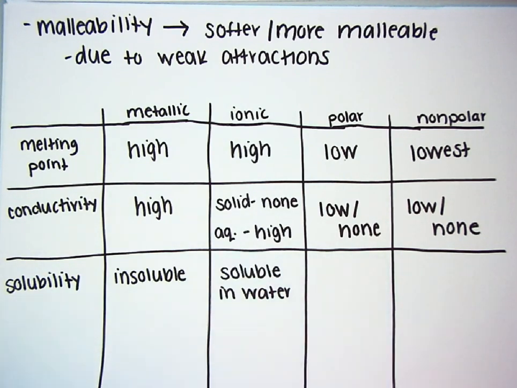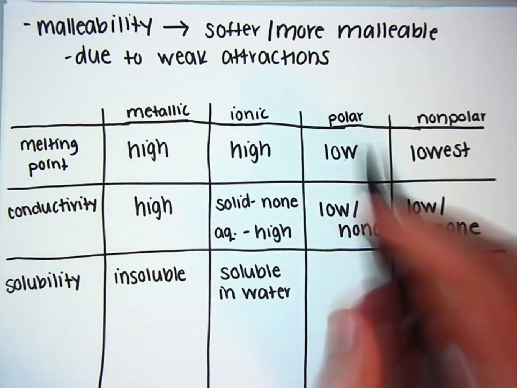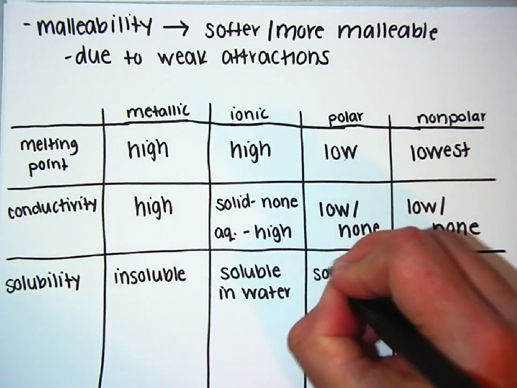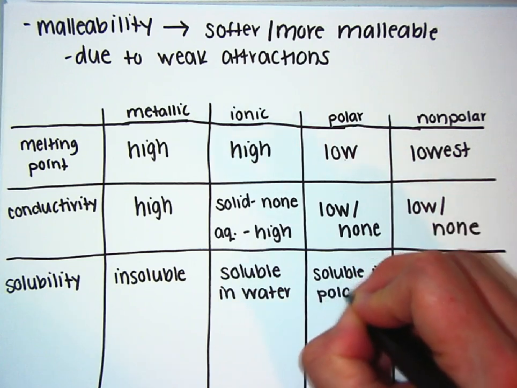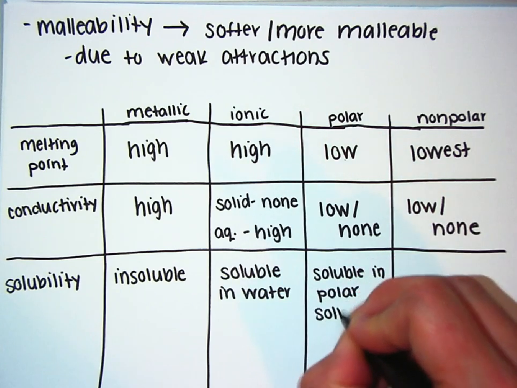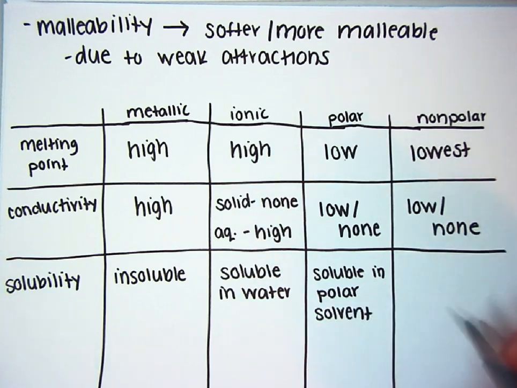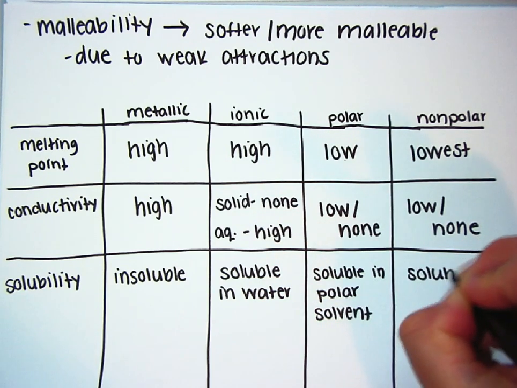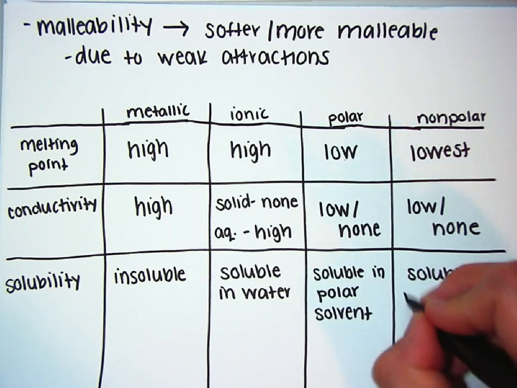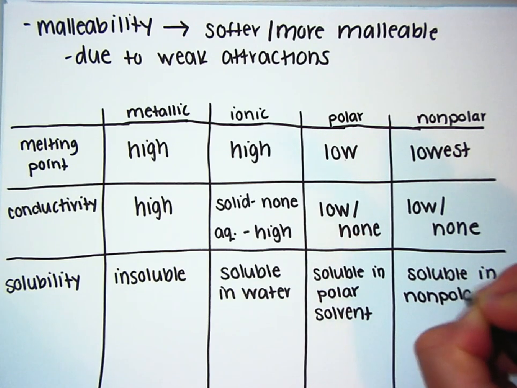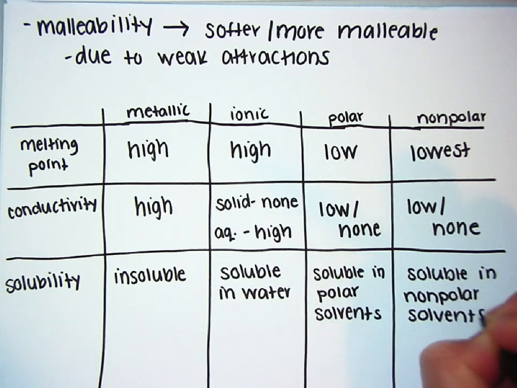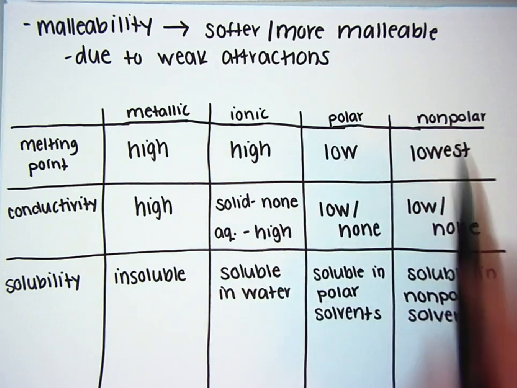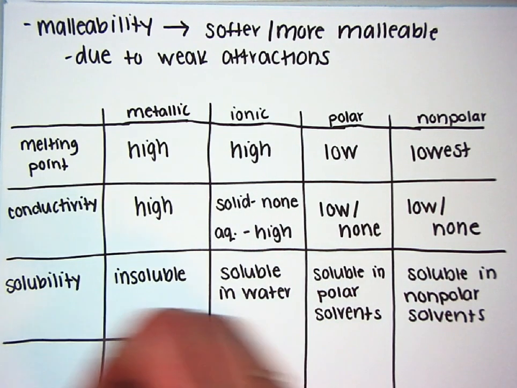When we get to our covalent compounds, it depends on the solvent. Polar covalent compounds are soluble in polar solvents. Nonpolar covalent compounds are soluble in nonpolar solvents. Like dissolves like. Polar dissolves in polar, nonpolar dissolves in nonpolar.